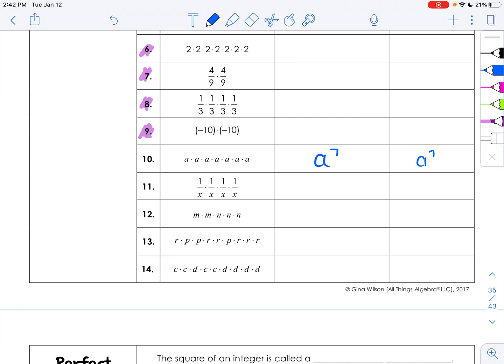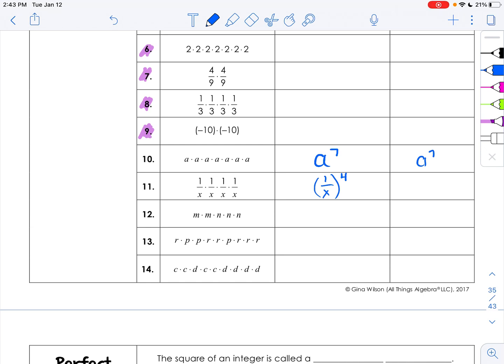Number 11, 1 over x times 1 over x times 1 over x times 1 over x. Repeated multiplication, and what we're repeatedly multiplying is 1 over x. That's my base. And we're going to put that in parentheses since it's a fraction. I multiply that 1, 2, 3, 4 times. So it's to the 4th power, which is outside the parentheses.